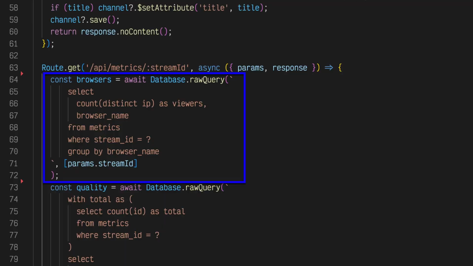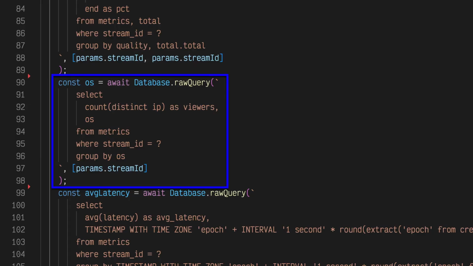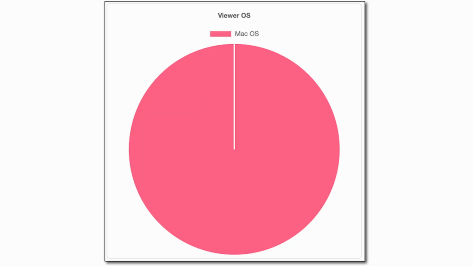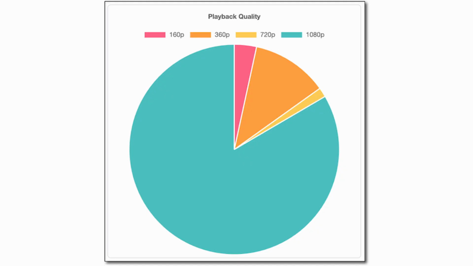The following query is used to retrieve viewer browsers. This data is presented as a pie chart. This query is used to retrieve viewer operating systems, and this data is also presented in a pie chart. Playback quality is retrieved via this query. Once again, this data is presented as a pie chart.